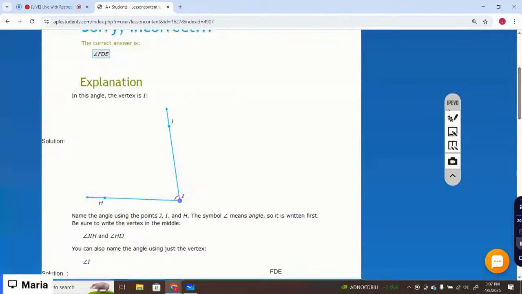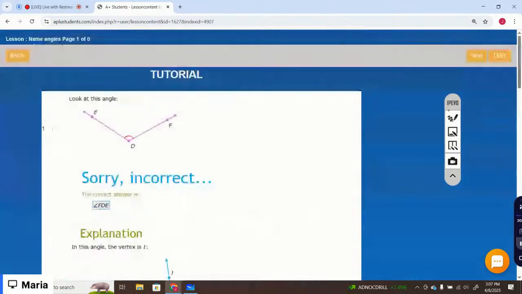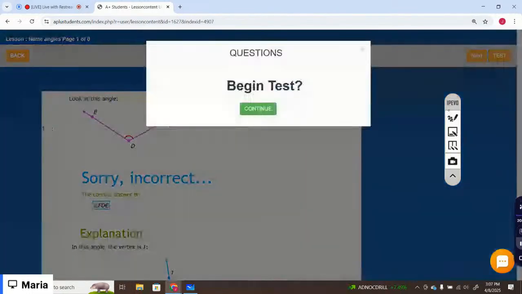That means angle, right? This symbol represents the angle, so it is written first. Be sure to write the vertex in the middle. I is the vertex. Vertex means I is the point that is connecting the two lines IJ and IH, right? So I is the vertex, so that must be in the middle. It is either JIH or HIJ. Got it? Let's just start with the test questions.